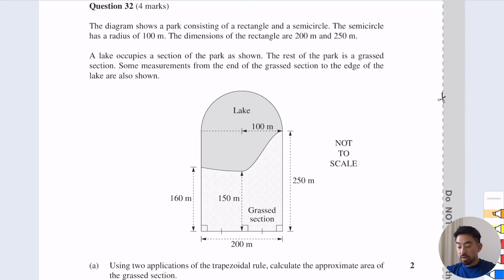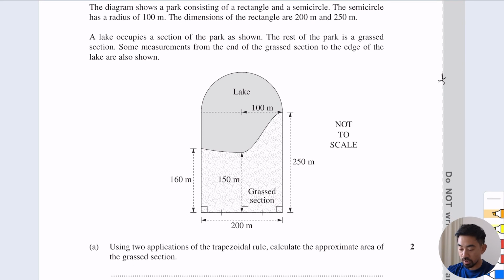The diagram shows a park consisting of a rectangle and a semicircle. The semicircle has a radius of 100 meters. The dimensions of the rectangle are 200 meters and 250 meters. A lake occupies a section of the park as shown. The rest of the park is grass section. Some measurements from the end of the grass section to the edge of the lake are also shown.